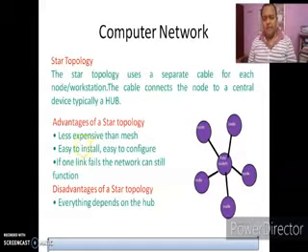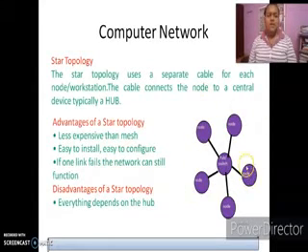Now the advantages of a star topology: it is less expensive than mesh topology, which we will discuss. It is easy to install and easy to configure. If one link fails, the network can still function, meaning if any node fails, the rest of the network keeps working because it is connected to the switch or hub. The main disadvantage is that everything is dependent on the hub. If our hub crashes, the whole system will crash.